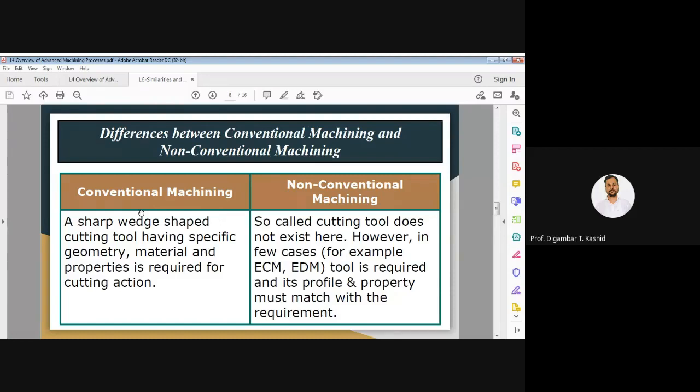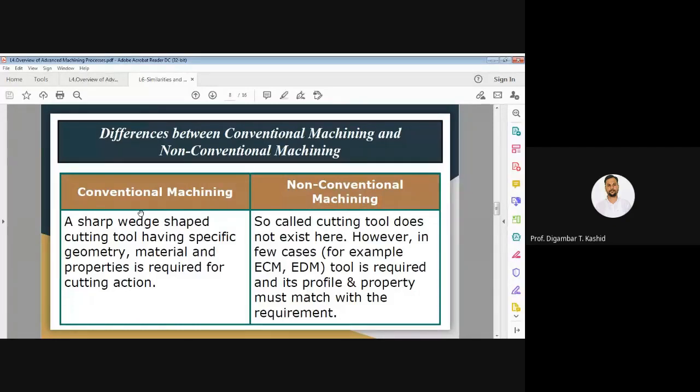Then in conventional machining, a sharp-edged cutting tool having specific geometry, material and properties is required for the cutting action. In non-conventional machining, the so-called cutting tool does not exist here.